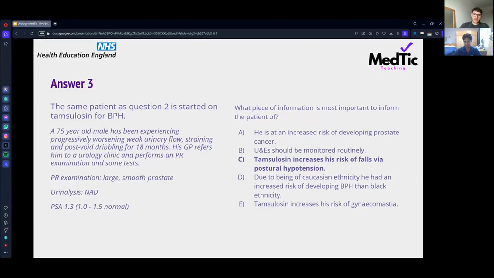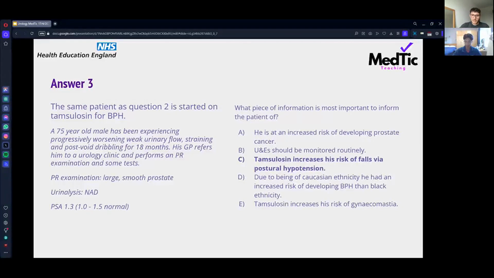So the first point, A, increased risk of prostate cancer. That's not true. There's no link between BPH and that being a risk factor for prostate cancer. UNEs being monitored routinely, not necessarily routinely. If there's no signs of retention, then there wouldn't, and tamsulosin isn't really associated with any kidney impairment. So unless the patient has maybe underlying kidney issues where you would consider monitoring the UNEs, but not routinely.